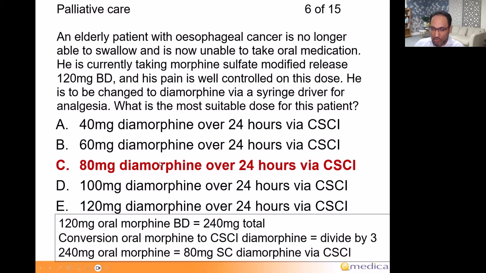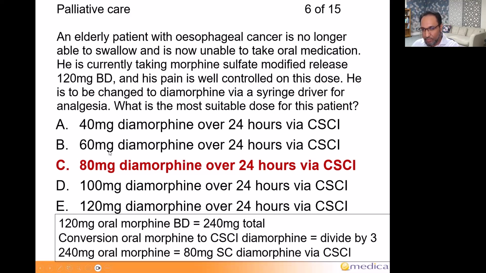Common mistake with this, there are 2. One is the wrong conversion. So people take 240, they divide by 2, and they get 120. That's the conversion if you were giving morphine by syringe driver or by injection rather than diamorphine. Remember, diamorphine is stronger. The other mistake is people miss that it's twice daily and they just do 120. So they've got the right conversion, but they're using the wrong base. So doing 120 divided by 3, they get 40.